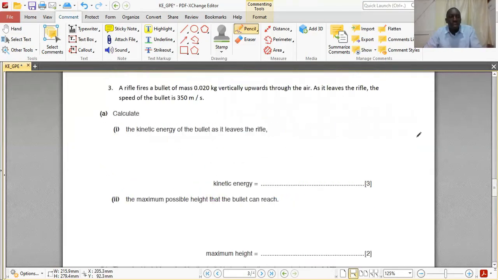A rifle fires a bullet of mass 0.020 kilogram vertically upwards through the air. As it leaves the rifle, the speed of the bullet is 350 meters per second. Calculate, Roman 1, the kinetic energy of the bullet as it leaves the rifle. Once again, we have the formula. Kinetic energy is given by a half mv squared. So this will be a half times mass, which is 0.020, times v, which is 350, squared.